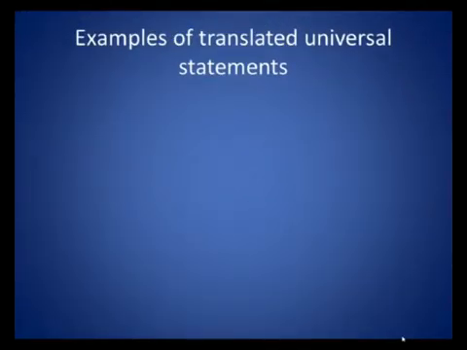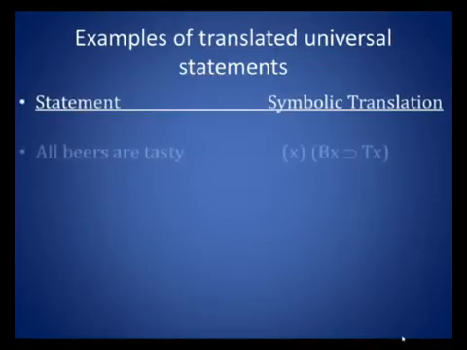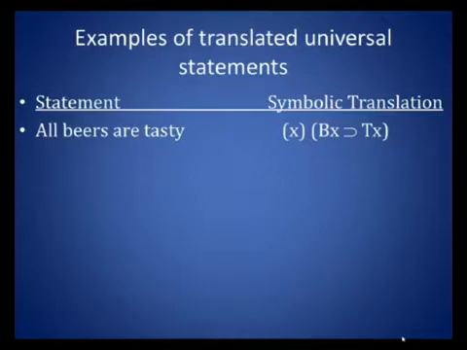So let's look at some examples of translated universal statements. Statement: all beers are tasty. I will use the predicate letter B for beer and the predicate letter T for tasty. So for all x, if x is a beer, then x is tasty.